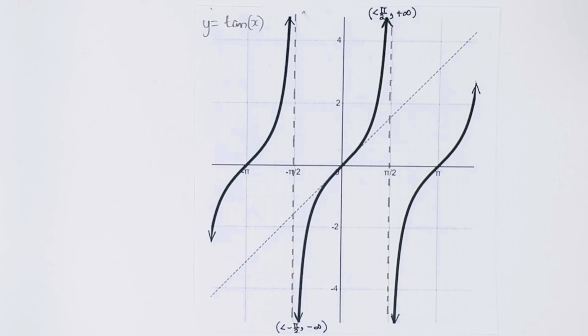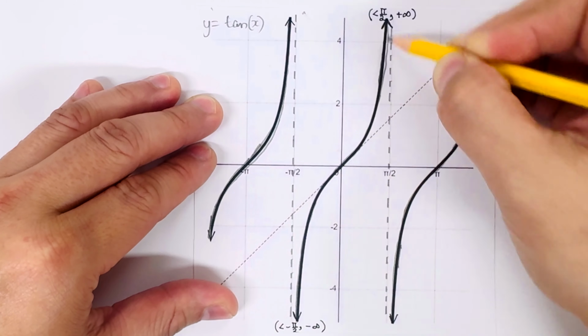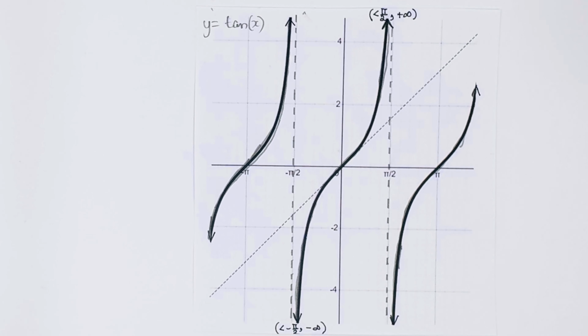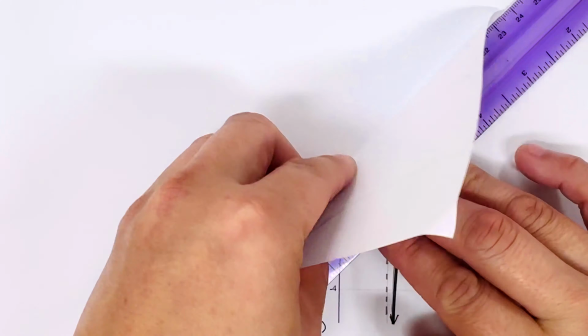So the graph that we have right here is y equals tangent x. To get the inverse tangent of x, we're going to use this graph to sketch it. So what I would do right now is to trace this graph using a pencil. The inverse of every graph is actually symmetric with respect to the line of symmetry, y equals x. So I'm going to go ahead and fold this graph right here along the line of symmetry, y equals x.